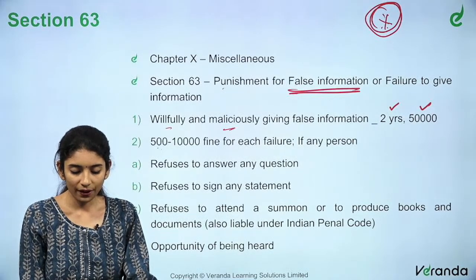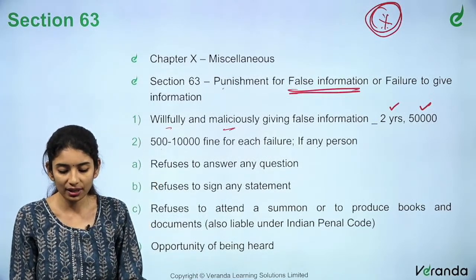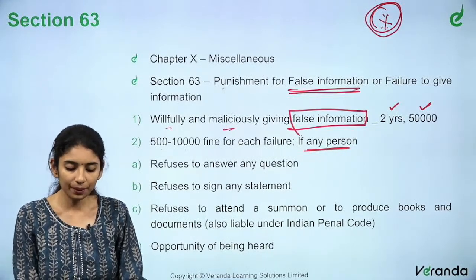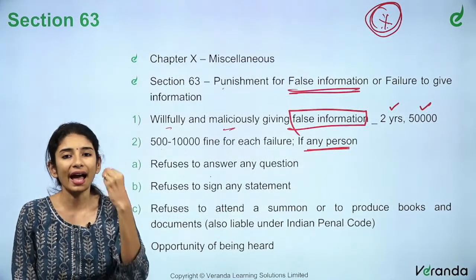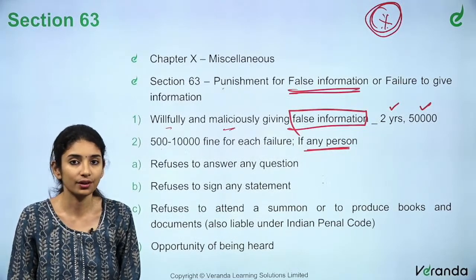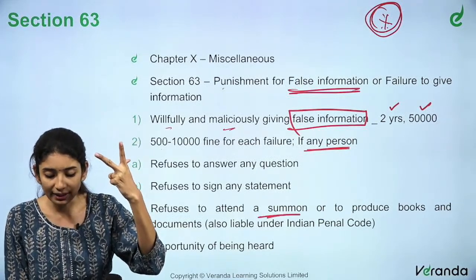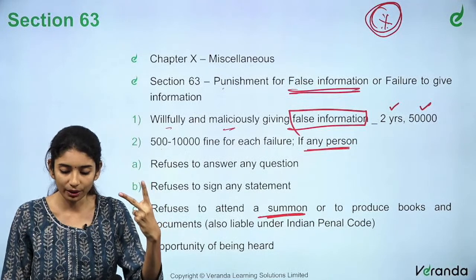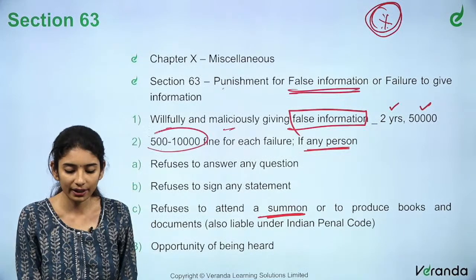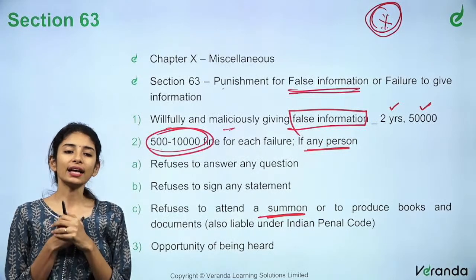A fine of less than 500 but going up to 10,000 for each failure, if any person, so here it is established that the information is wrong. In subsection 2 they are saying if they do not answer any question, they are not giving information, refuse to sign a statement, refuse to attend a hearing, attend a summon or to produce books and documents. In that case this is the fine which is applicable, 500 to 10,000. Is that clear?